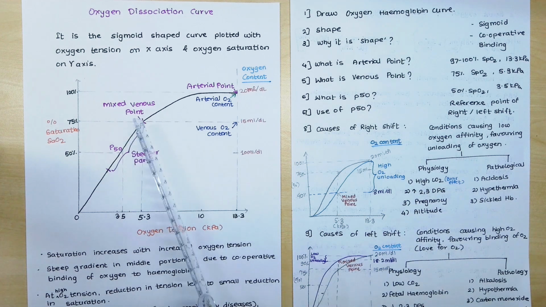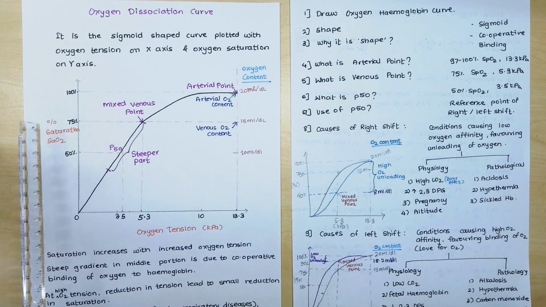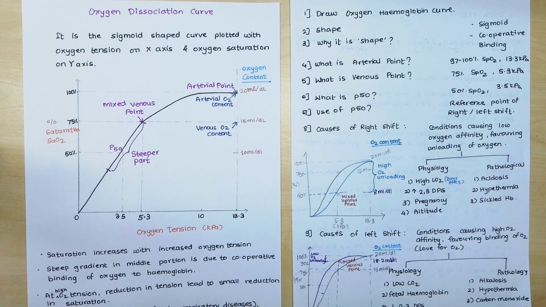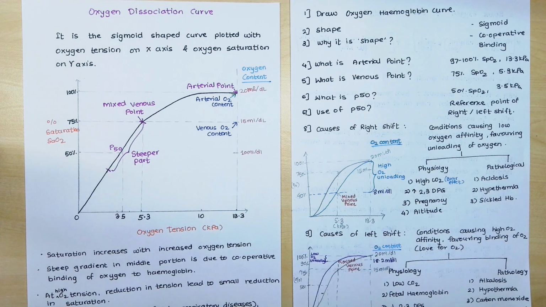Then there is the mixed venous point of 5.3 kilopascal of oxygen tension at which oxygen saturation is 75%. There is a reference point called P50, which corresponds to 3.5 kilopascal of oxygen tension and 50% of saturation. So the oxygen saturation increases with increased oxygen tension. The steep gradient in the middle portion is due to cooperative binding of oxygen to the hemoglobin.